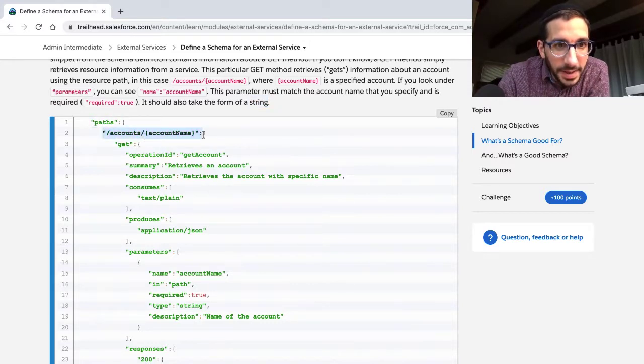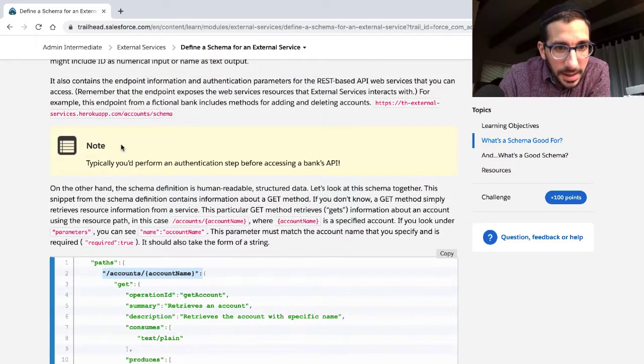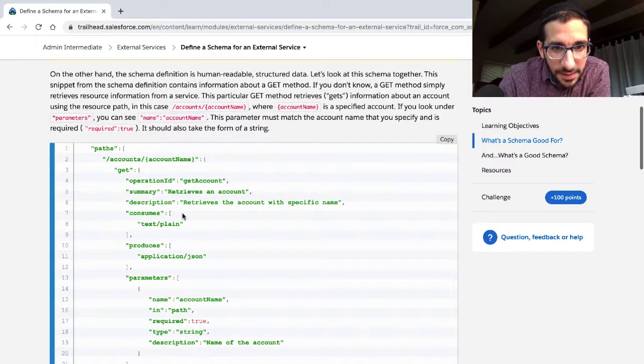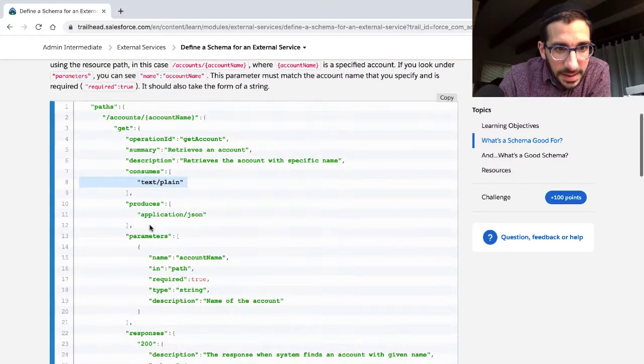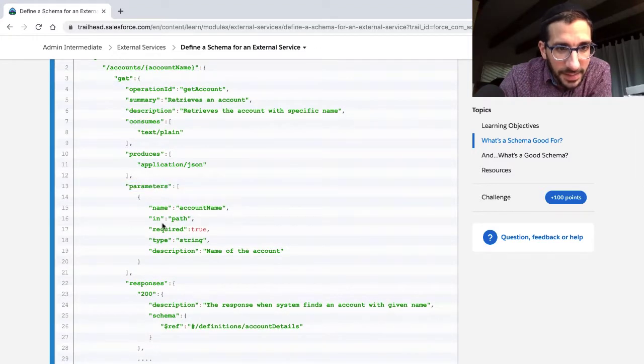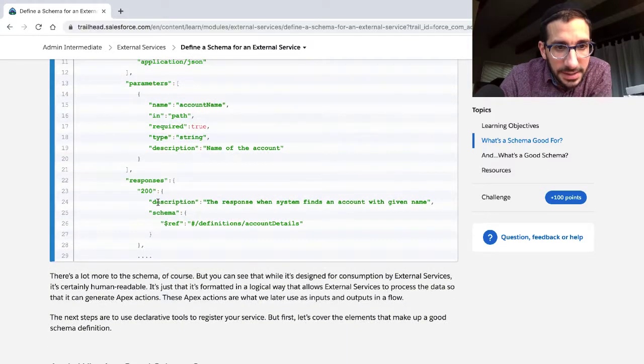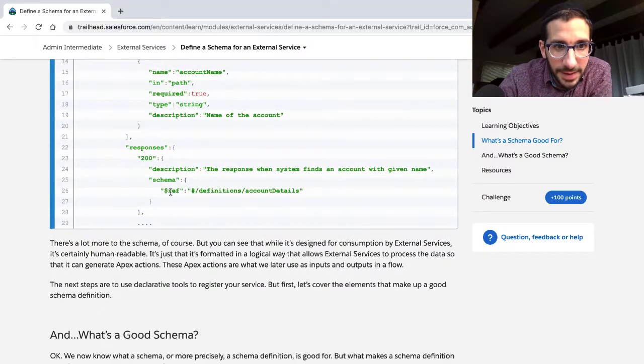Accounts from account name, and then we're going to get, and then we're going to do the operation ID, get account, summary, retrieve an account, description, retrieves the account with a specific name, consumes text plain, produces application JSON, however you pronounce that. Parameters, name, account name, in path, required true, type string, description, name of the account. Response is 200. Description, the response from the system finds an account with a given name, schema, $ref.